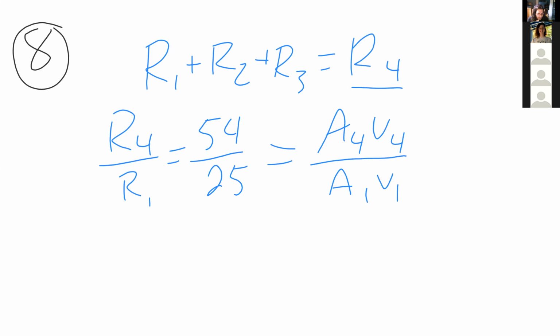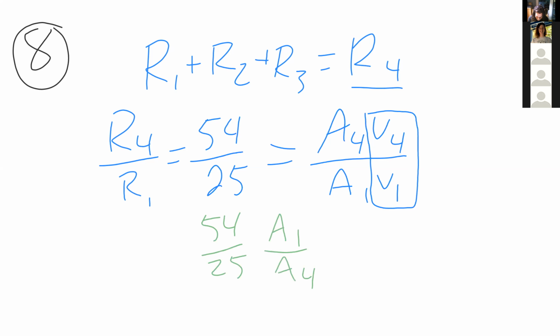And they ultimately ask us for the ratio of the speed of the water in the 1.8 centimeter pipe to the other, so they want us to solve for this ratio right here. So I'm going to leave that stuff on the right-hand side, and I'm going to multiply by the reciprocal of this ratio to get it over on the left-hand side. And so that'll give me 54 on 25 times the reciprocal, which would be area 1 over area 4. And then that's going to be equal to V4 over V1, which is what we want to solve for. All right, so far so good.